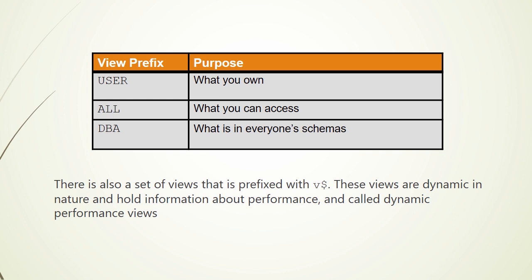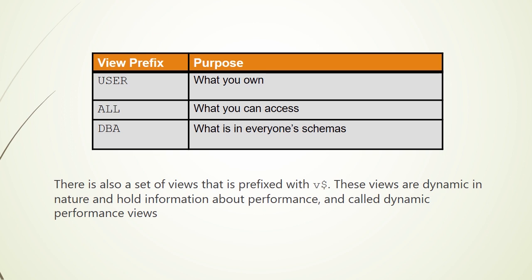For example, there is a data dictionary view called user underscore tables. User underscore tables stores information about the tables that you own. All underscore tables stores information about the tables that you own, plus the tables that you can access. The DBA underscore tables data dictionary view stores information about all tables in the database, regardless of who is the owner of the table. There are also user underscore indexes, all underscore indexes, and DBA underscore indexes.